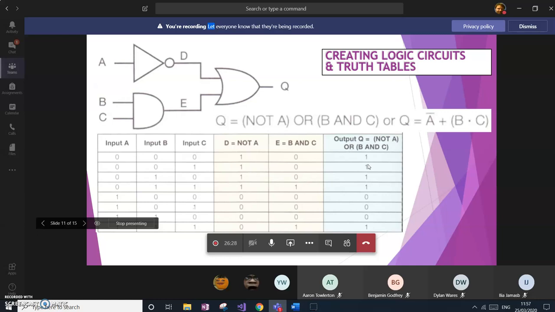Okay, and then I am going to move on now. You know this is being recorded, so you can come back and check every line there carefully to make sure you're happy with that. That table is obviously the equivalent of the circuit diagram, and also therefore the equivalent of the Boolean expression as well.